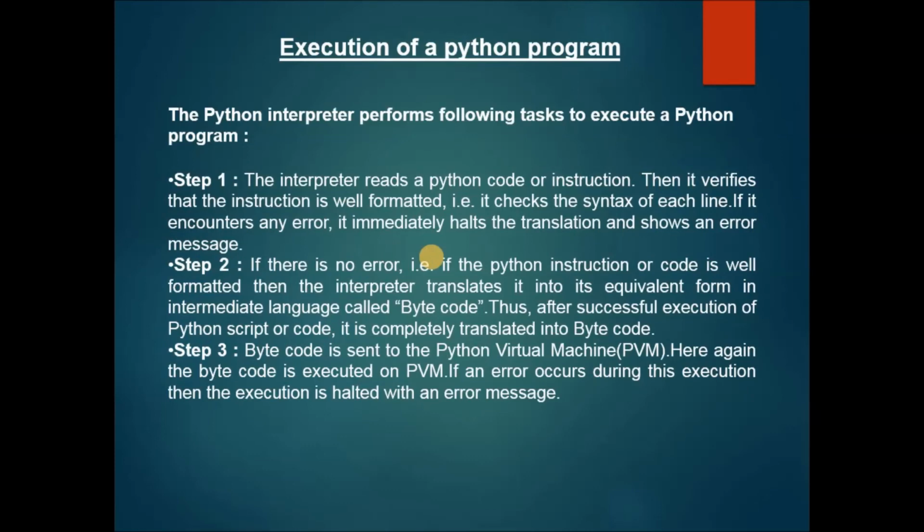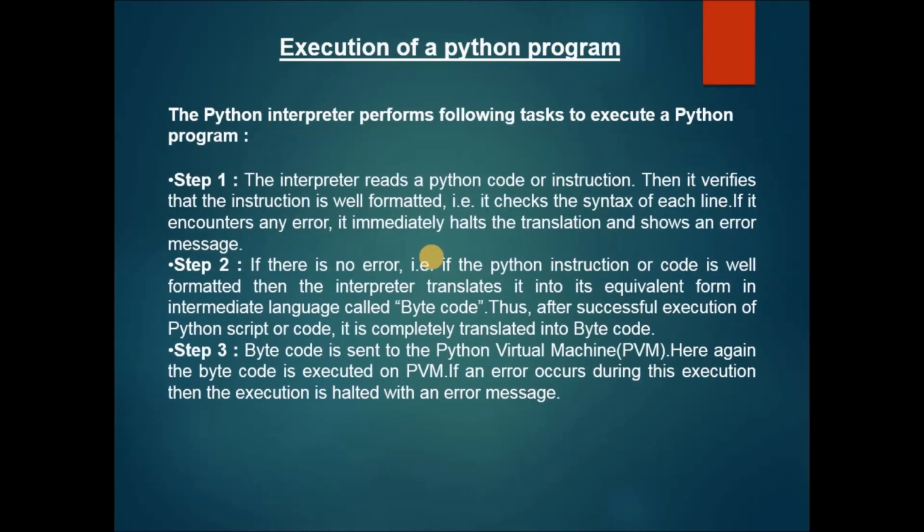Execution of a program. So how is a Python program executed? See the Python interpreter. Already you know Python is an interpreted language, so it interprets the programs. It is not a compiler. So the Python interpreter performs the following tasks to execute a program. Step 1. The interpreter reads the Python code or instruction that you write in a program. Then it verifies that the instruction is well formatted or not. It checks the syntax of each line. If it encounters any error, it immediately halts the translation and shows an error message.